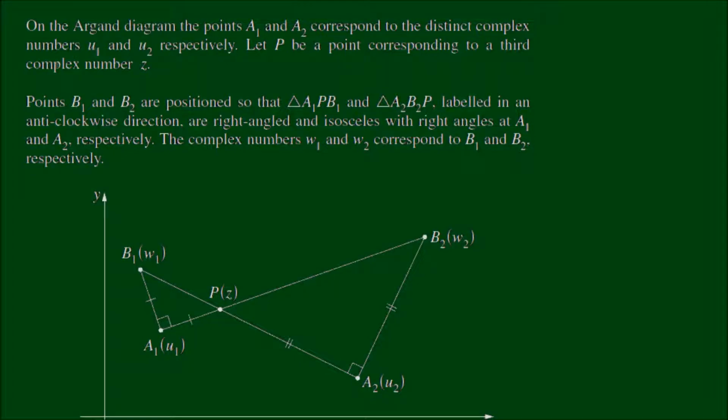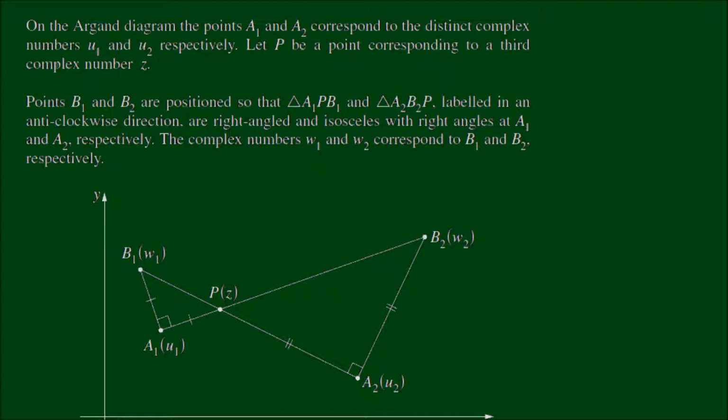Alright, so here is a typical plane geometry complex number problem. On the Argand diagram, the points A1 and A2 correspond to the distinct complex numbers U1 and U2 respectively. Let P be a point corresponding to a third complex number Z.